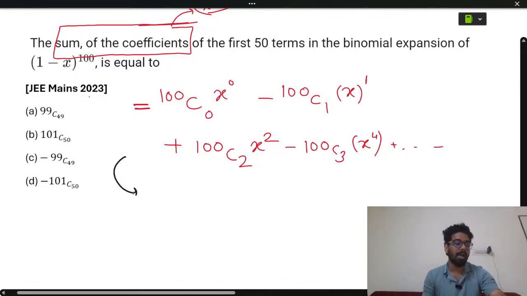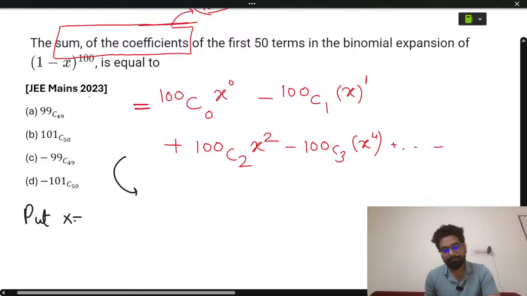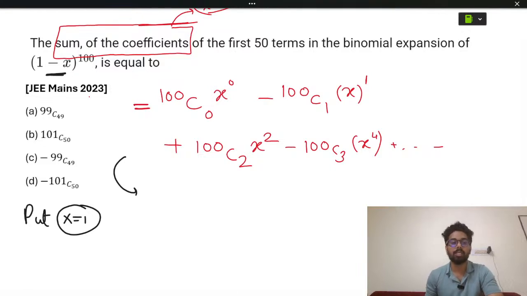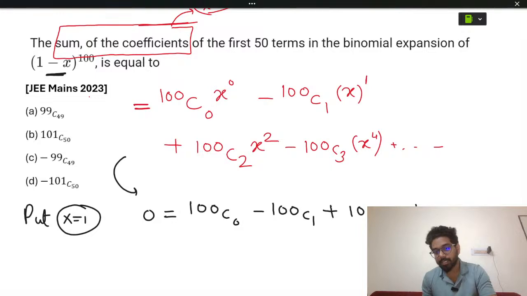Now what if I put x equals to minus 1 over here? Let's try. Or rather, put x equals to 1 over here. 1 minus 1 is 0, and 0 to the power 100 is 0. So this becomes 100C0 minus 100C1, plus 100C2, minus 100C3, and so on.